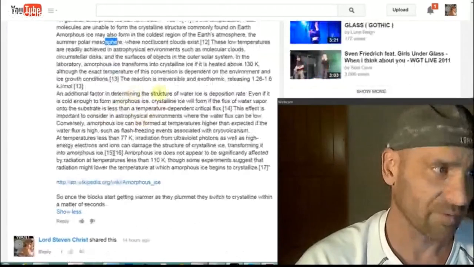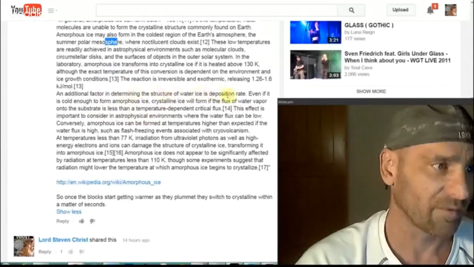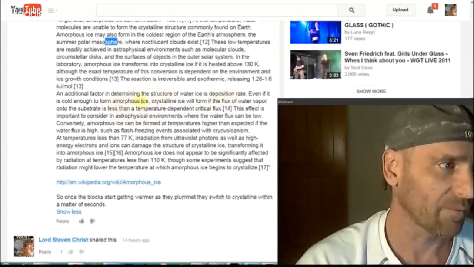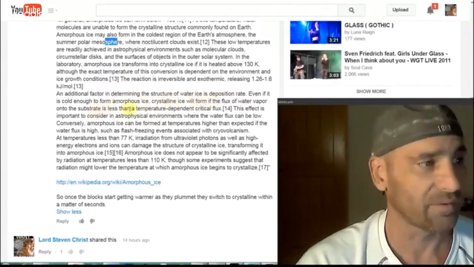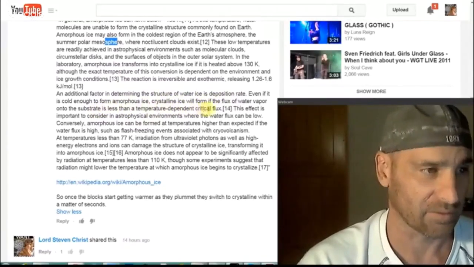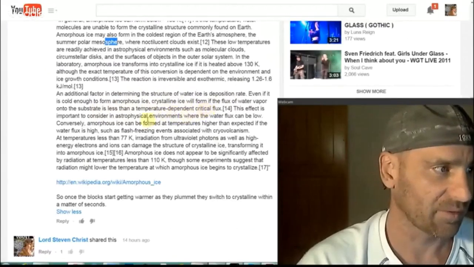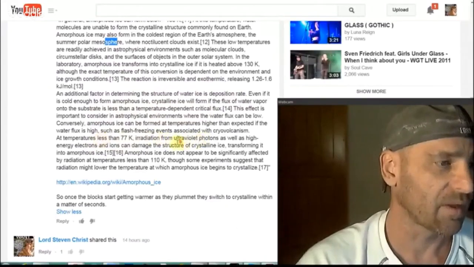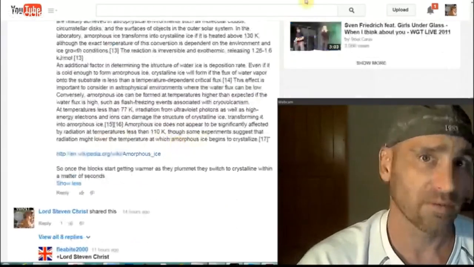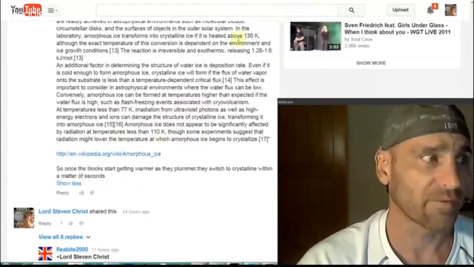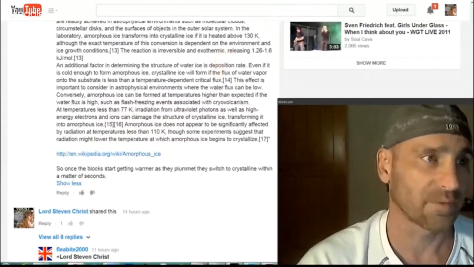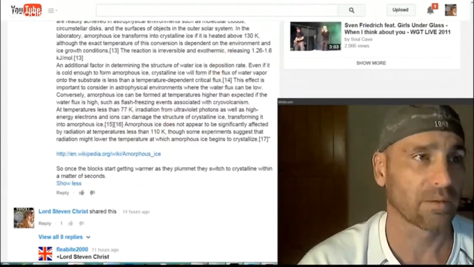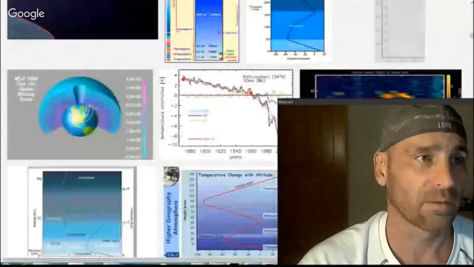An additional factor in determining the structure of water ice is deposition rate. Even if it's cold enough to form amorphous ice, crystalline ice will form if the flux of water vapor onto the substrate is less than a temperature-dependent critical flux. Blah, blah, blah. I love seeing those. At temperatures less than 77 K, at that level, the temperatures are cold enough to stay clear. The ice stays clear. But once it starts getting warmer, that ice gets opaque. That's why.